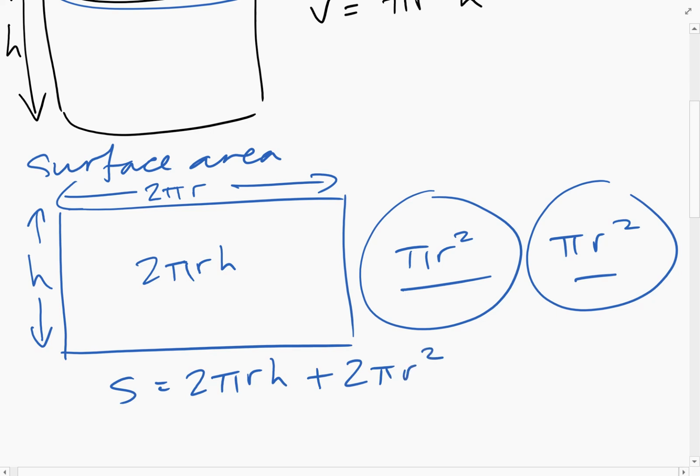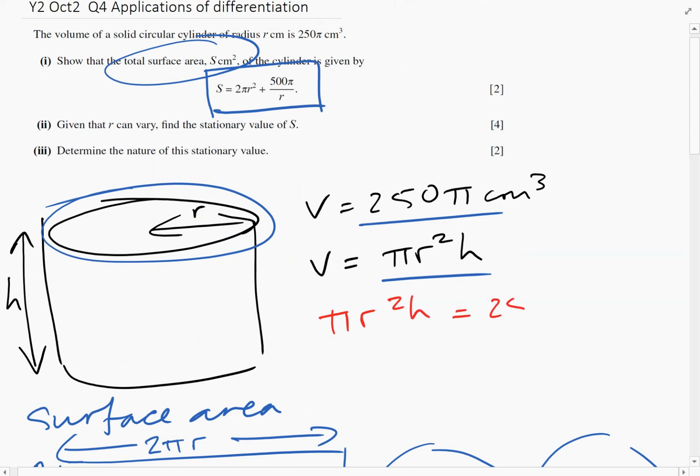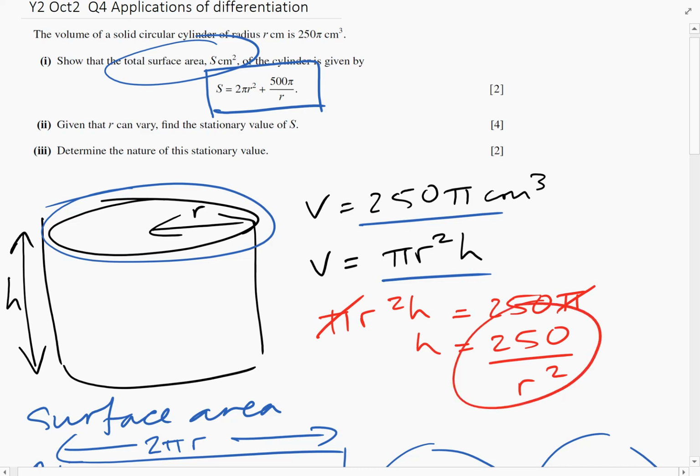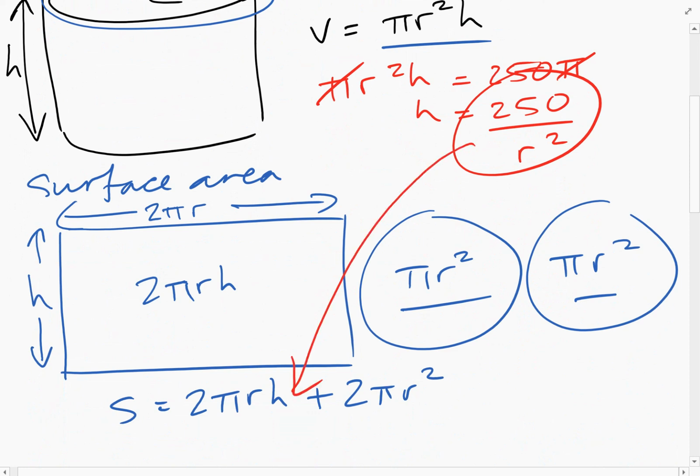Now you can see in the question there are no h's, so we need to end up with a formula with no h's in. So in order to eliminate h, we can use the fact that these two are equal. So we can write pi r squared h equals 250 pi, and then the pi's are going to cancel here, and so h is going to equal 250 over r squared. So that means we can replace the h down here. This h can be replaced by 250 over r squared.